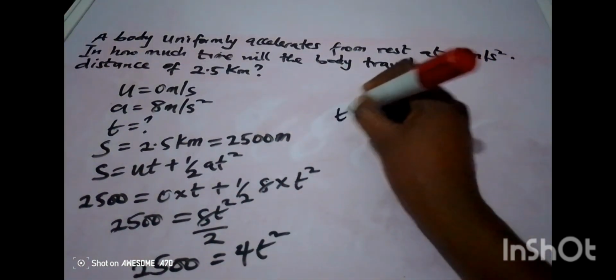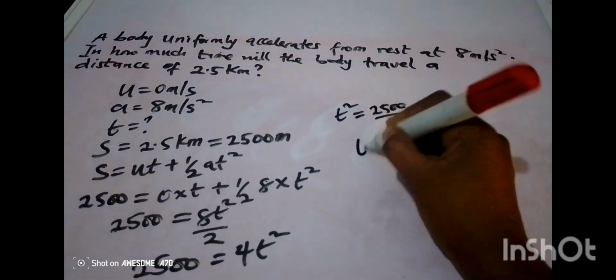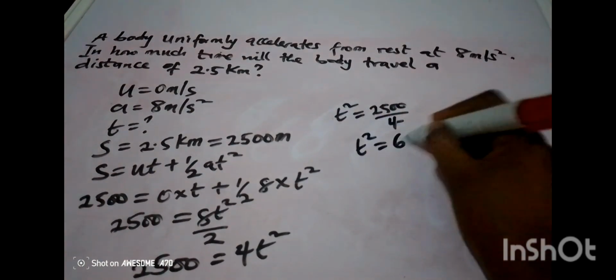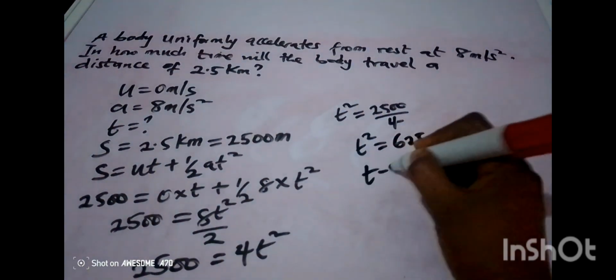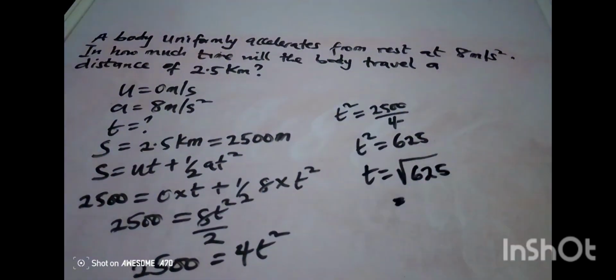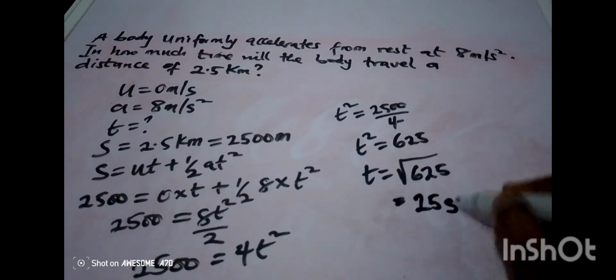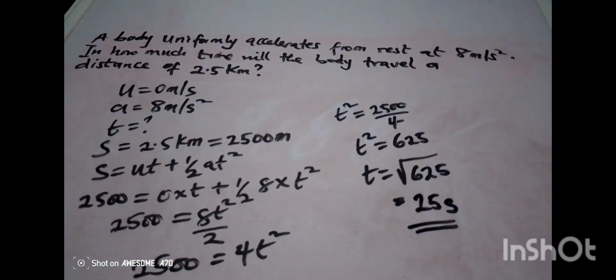So it means t squared is going to give me 2500 divided by 4, so t squared is 625. So how do I get my time? My time is going to be the square root of 625. And what's the square root of 625? The square root of 625 is 25 seconds. So the time the body takes to travel a distance of 2.5 kilometers is simply 25 seconds. So let's go to the next example.